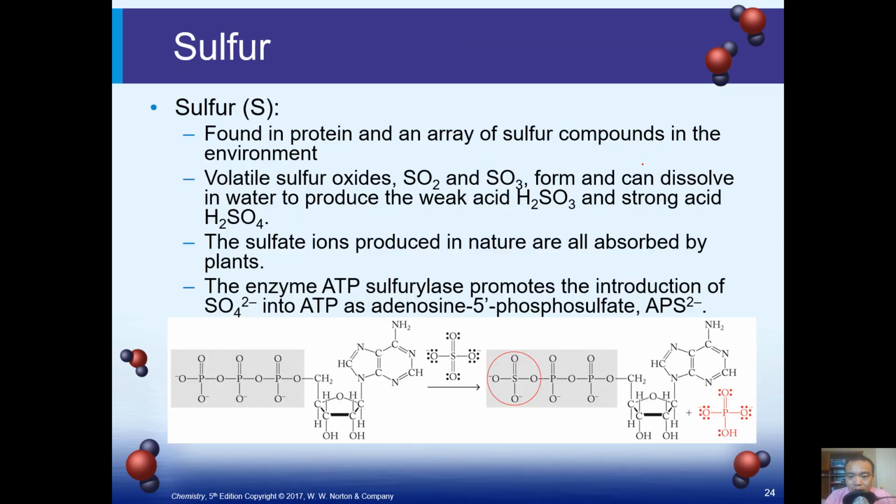Sulfur is found in protein and an array of sulfur compounds in the environment. Volatile sulfur oxides, SO2, sulfur dioxide, and SO3, sulfur trioxide, form and can dissolve in water to produce the weak acid H2SO3, or sulfurous acid, and the strong acid H2SO4, sulfuric acid. The sulfate ions produced in nature are all absorbed by plants. The enzyme ATP sulfurylase promotes the introduction of a sulfate into ATP.